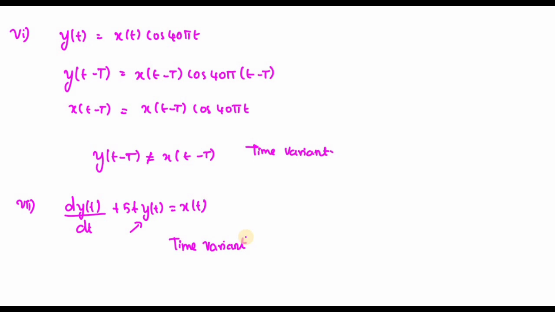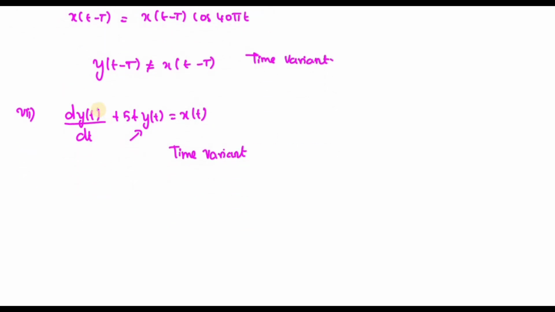Suppose if I don't have the t term, suppose if I have only the constant, then it comes under time invariant. Why is it time variant? Because of the function of t at y(t), right?